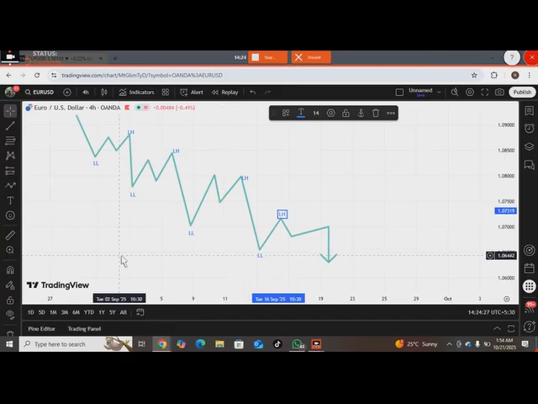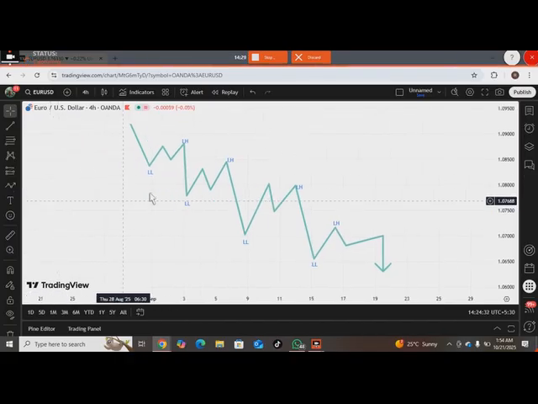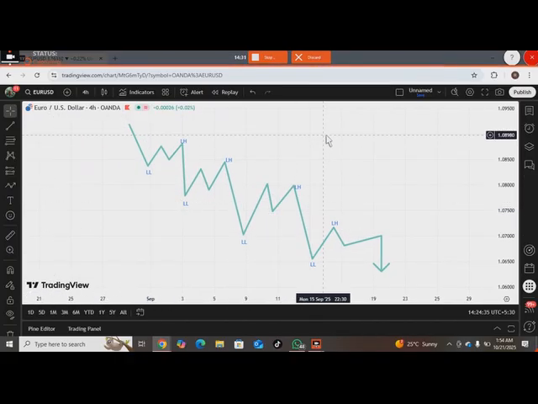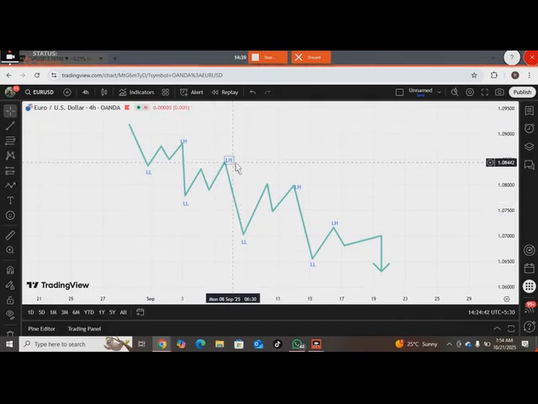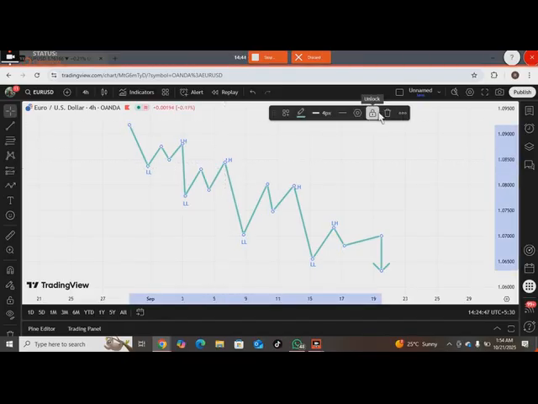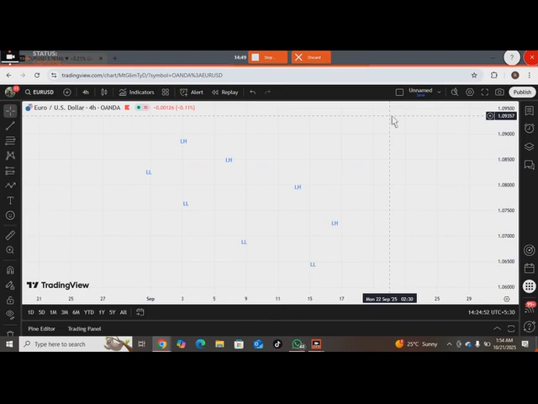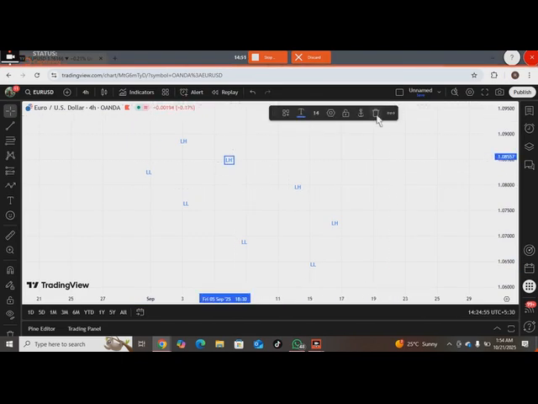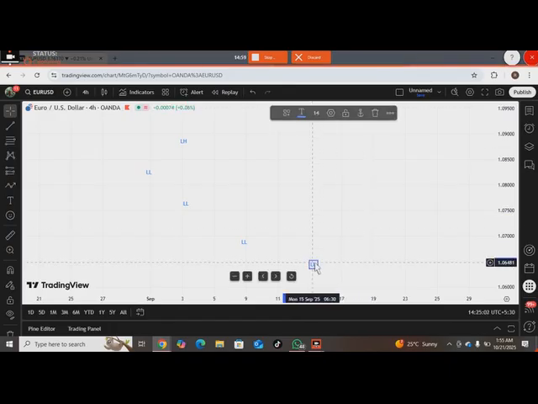So when you see the market moving this way, now you get to understand that this is a downtrend. This is the second market structure that you should know. When you see the market moving this way, you've got to know that this is a downtrend. I hope you get the point there.